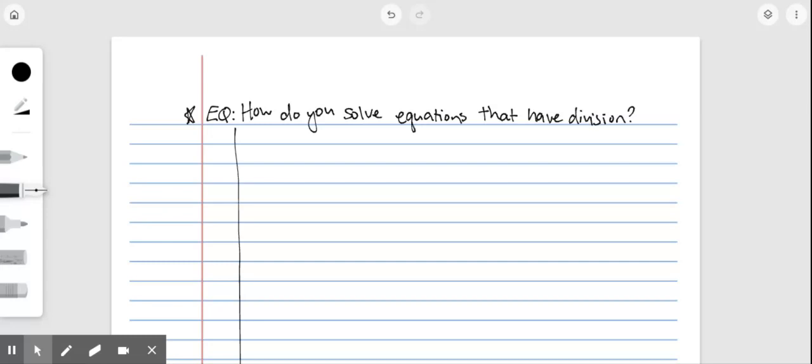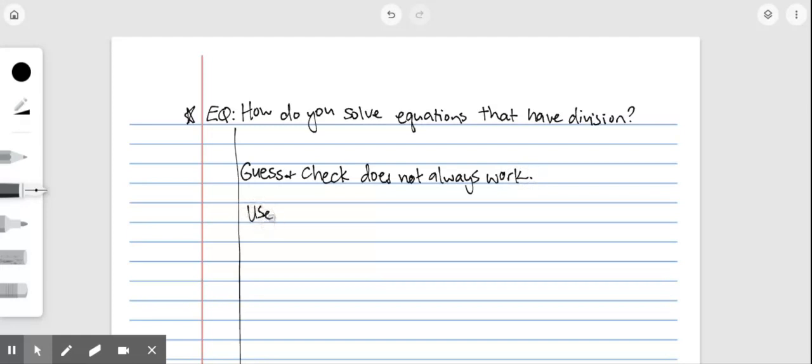So I really want to stress this right now. You cannot just guess and check an answer anymore. Okay? Guessing and checking will work some of the time, but it's not going to work all the time. It does not work. Okay. You need to start using inverse operations.